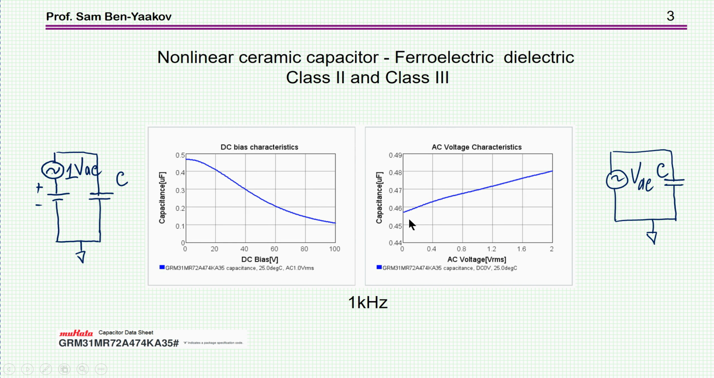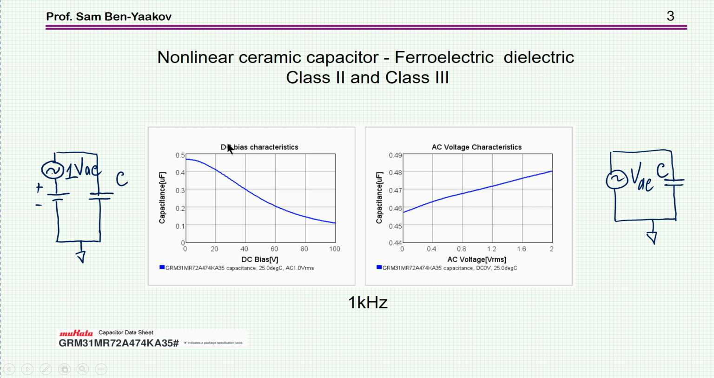Well, in the case of a nonlinear capacitor, and I'm concentrating in this video on capacitors which are built around the ferroelectric dielectric, the so-called class 2 and class 3 capacitors, these capacitors are nonlinear and they are voltage dependent. The information that is supplied by the vendors, by the manufacturers, is shown here.